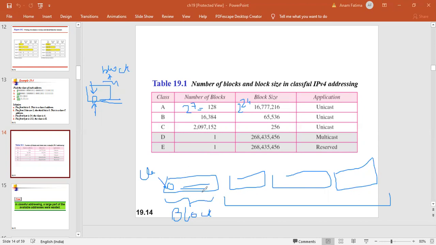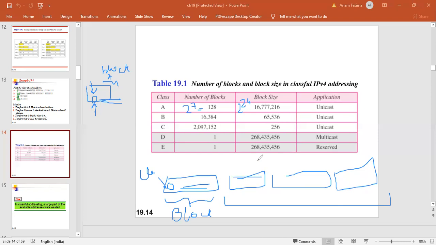That means all of these 2 to the power 24 addresses might not be used. So in class A, most of the addresses are going to get wasted. Similarly, for class B also, in classful addressing we have fixed how many bits are required to identify the block and how many remaining bits identify the host within the blocks. We have fixed it, right? So there is a limitation for class B also.